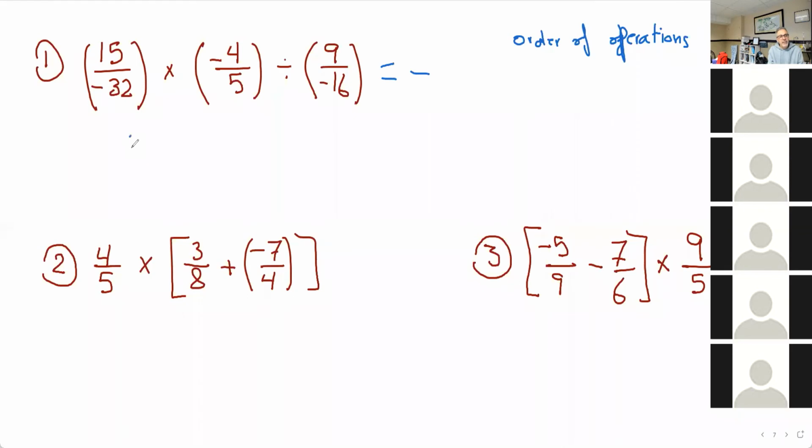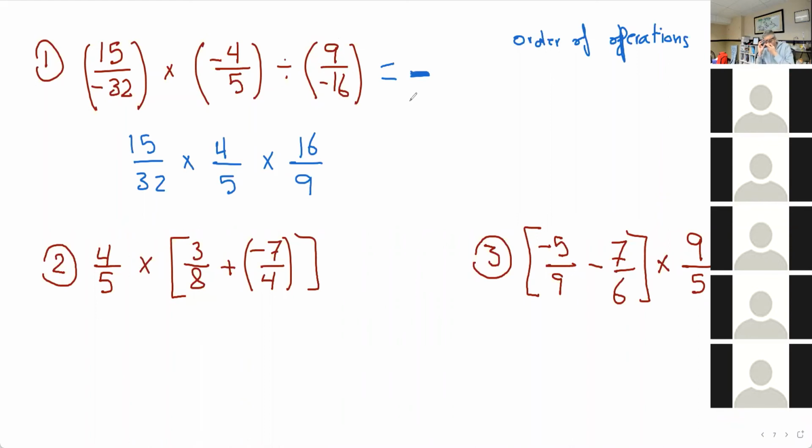Now I'm just going to write this as 15 over 32 times 4 over 5. The division, you change it to multiplication and you flip. So switch, flip, 16 over 9. We know the answer is negative. Okay, so we got rid of the negative signs because we know the answer is negative.